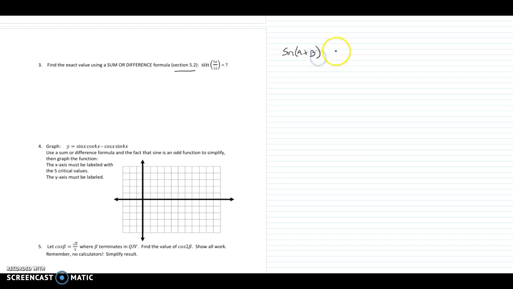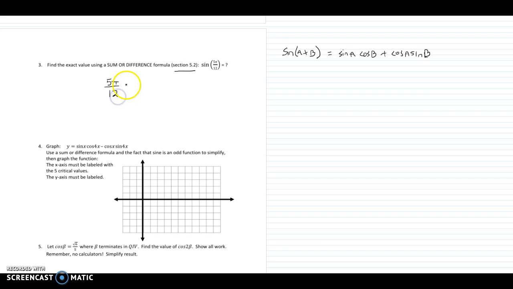This is a sum formula, and it says that sine of A plus B, as it says in your book, is the exact same thing as saying sine of A cosine of B plus cosine of A sine of B. So I'm going to use this formula, but I have this angle 5 pi over 12, and I don't know anything about angles of the over 12 variety. I know a lot about over 6 and over 4, but not over 12.